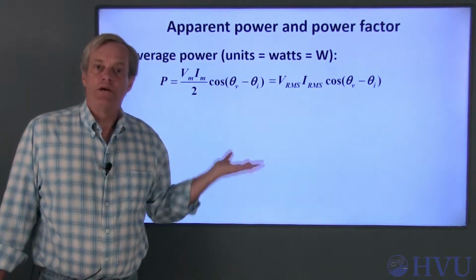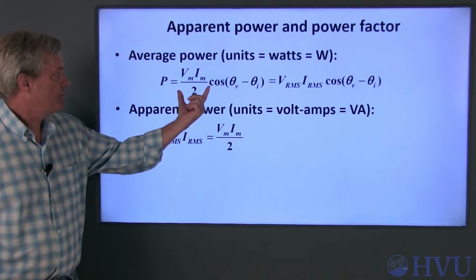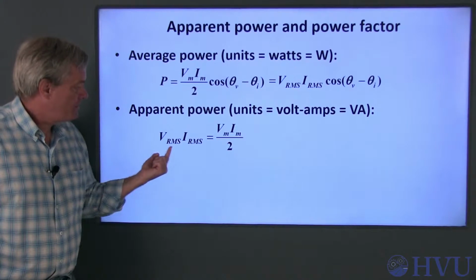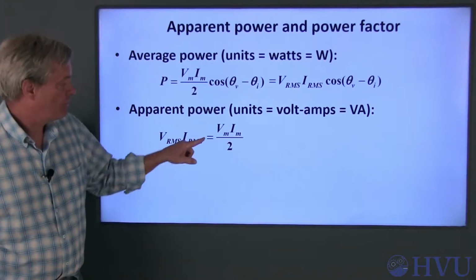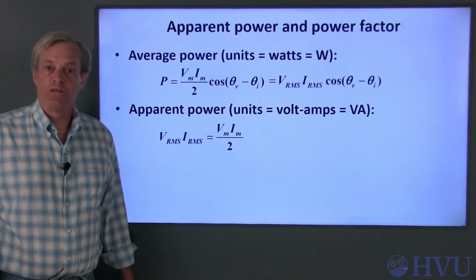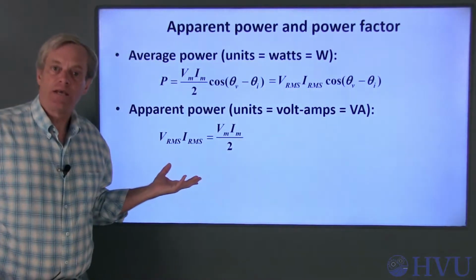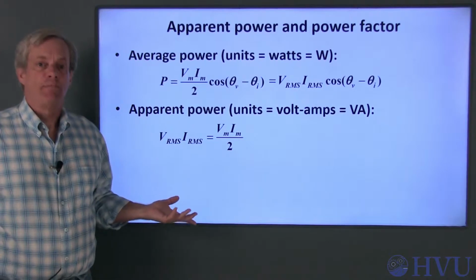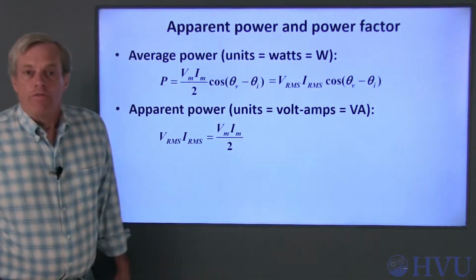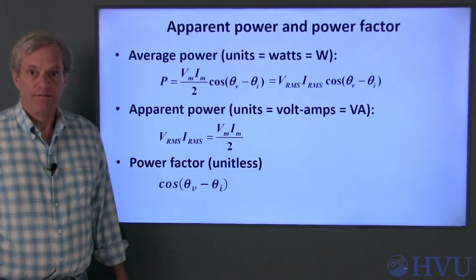Different terms in these equations have their own names. The apparent power is the term in this equation that multiplies the cosine function. Apparent power, therefore, is the product of the RMS voltage times the RMS current, which is equal to Vm times Im over 2. The units of this are the product of voltage and current, which is generally referred to as watts. However, we want to make sure we don't mix up apparent and average power, so we give the apparent power units of volt amps, abbreviated VA.